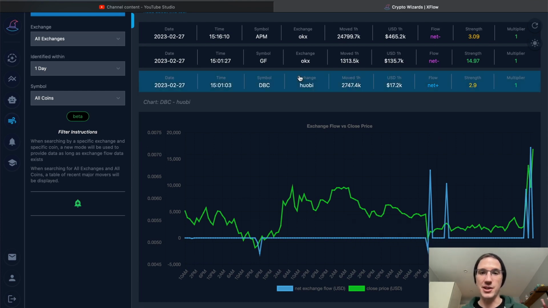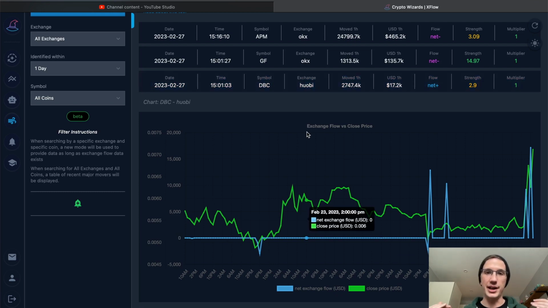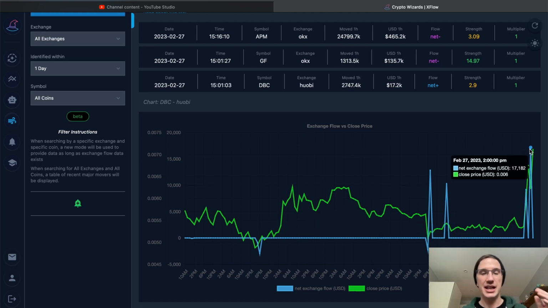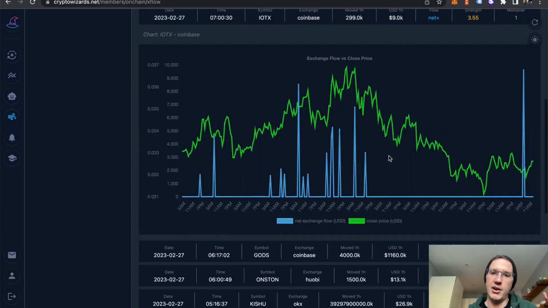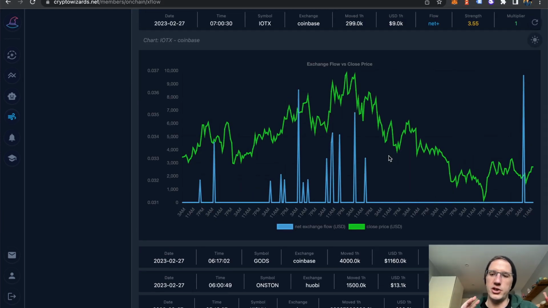But unfortunately, someone who's sitting on the Huobi exchange right now looking at DBC might be going long like a mad person at the moment, when actually you're looking at this going, I think I'm going to call a short here. Very interesting.